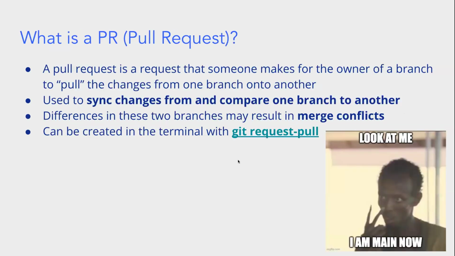So what is a pull request? Well, a pull request is just a request that someone makes for the owner of a branch, so for example, the main branch, to pull the changes from one branch to another. And very often you'll be doing a pull request to merge what's in your feature branch into your main branch. And yeah, it's used to sync changes from one branch to another.